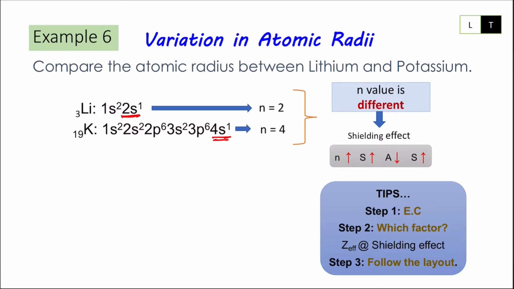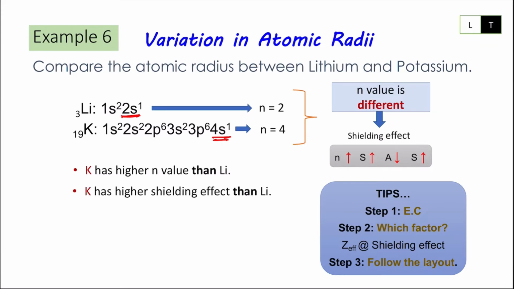So I'm going to explain based on the subject that I will use. For example, I will choose potassium as my subject because we are comparing potassium with lithium. So my first point will be talk about n value. So I will write it down. K has higher n value than lithium. After that, we talk about shielding effect. So which one has the higher shielding effect? Of course, we talk about K right now. So K has higher shielding effect than lithium.